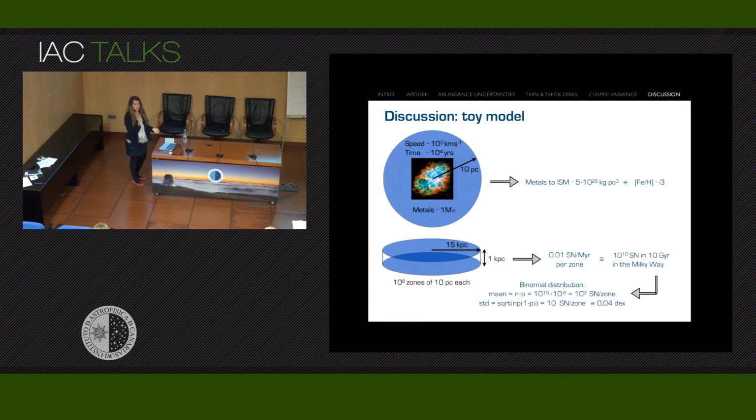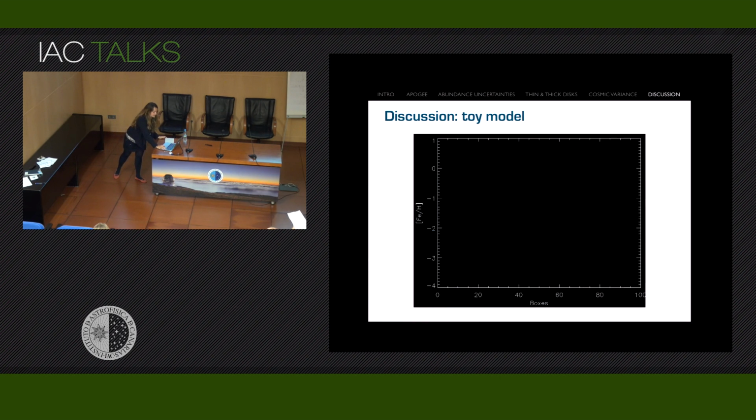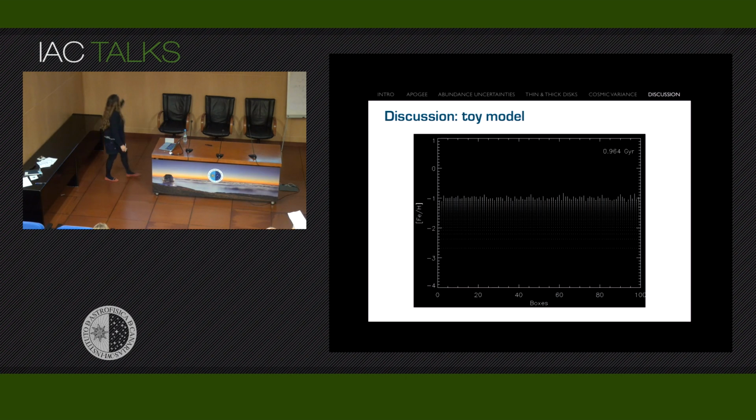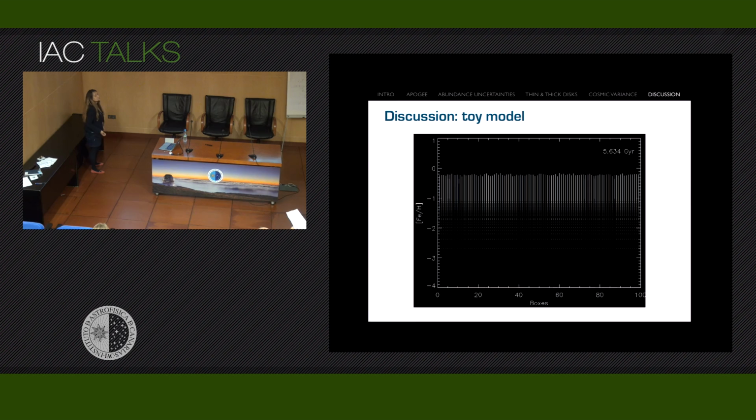So we can make a kind of simulation and take 100 zones. So we will distribute these supernovas randomly in these zones, and we can check how the metallicity is rising and how this scatter is changing. And so in each of these columns, you have one box. There you have the time passing, and here is how the metallicity is rising. And if you take a look, you will see that the metallicity is getting more and more homogeneous as time passes.